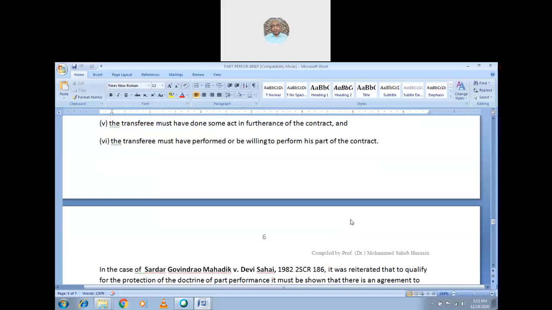So the transferee must have performed or be willing to perform his part of the contract. There should be a willingness.